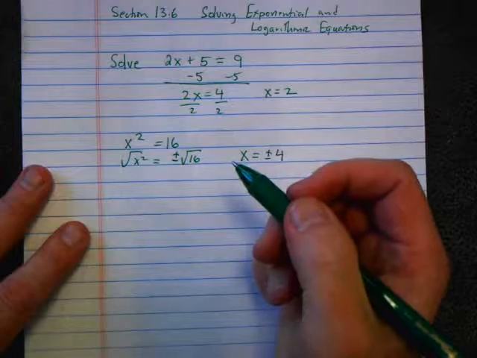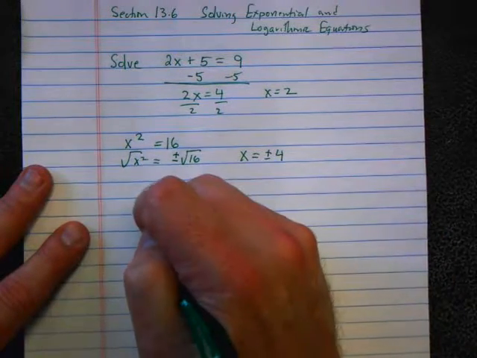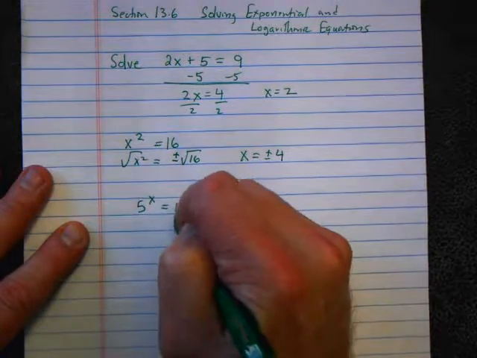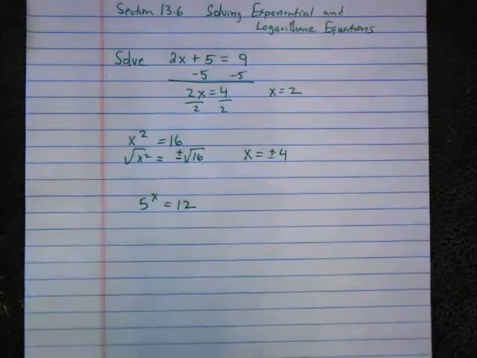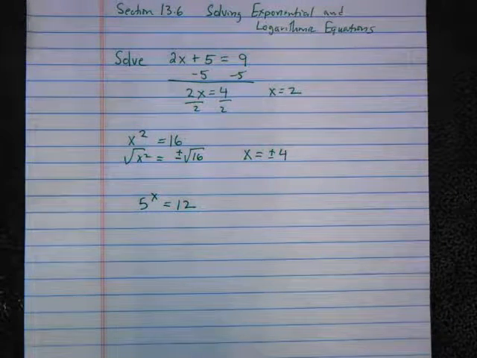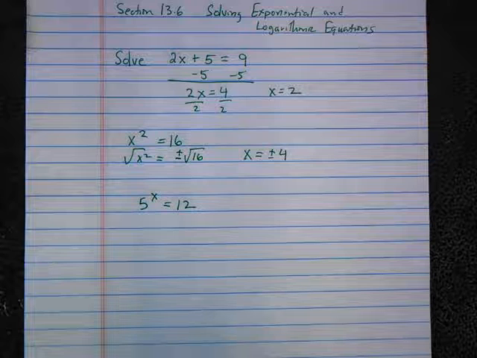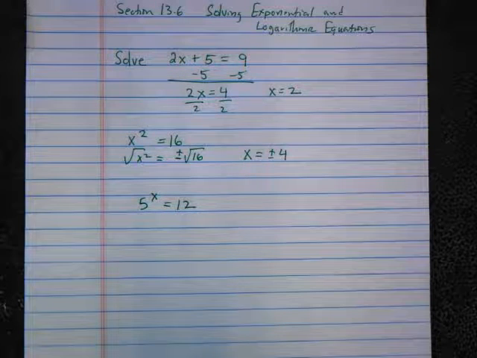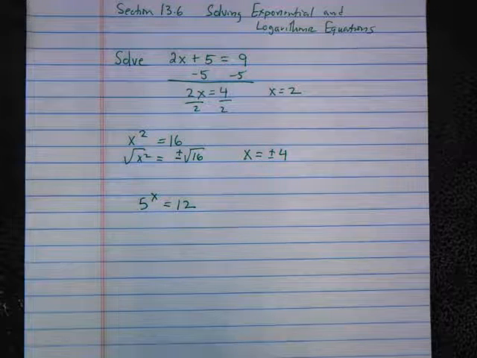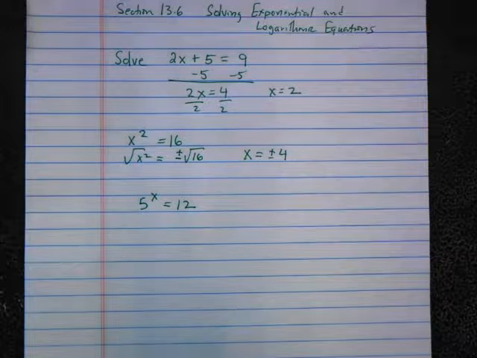All right, so here's an exponential equation. 5 to the x equals 12. How do you get the x by itself? Could be log base 5. What's the inverse of an exponential? The inverse of an exponential is logarithm.